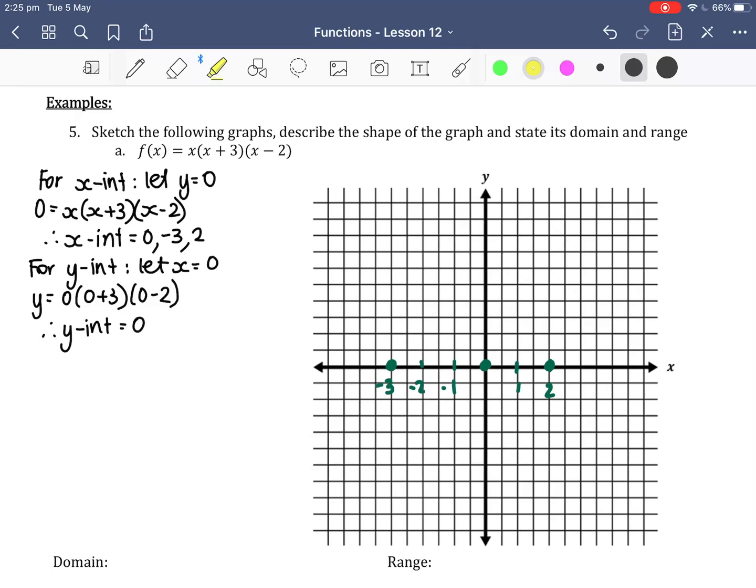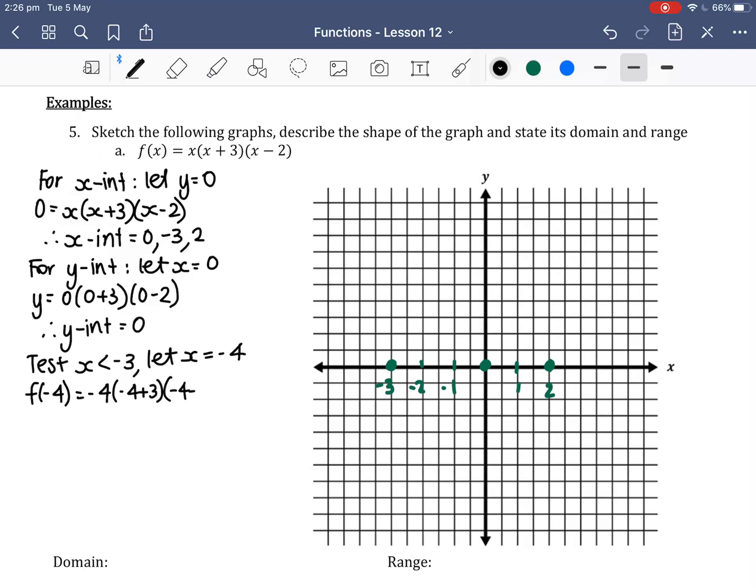What we now need to do is work out whether our graph starts up here and goes in a downward motion first, or whether it starts here and goes in an upwards motion. We don't know this unless we test the points. So we are going to test what happens to our graph when x is less than -3. So we're going to let x equal -4. When we let x equal -4, all we do is sub in -4 into our function.